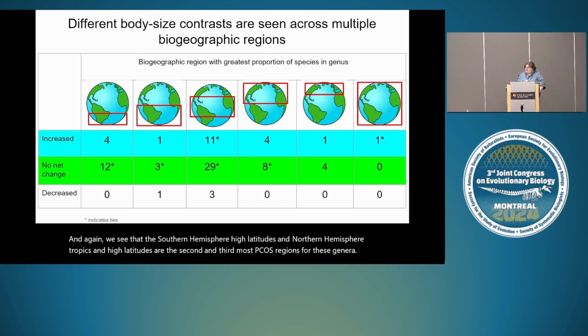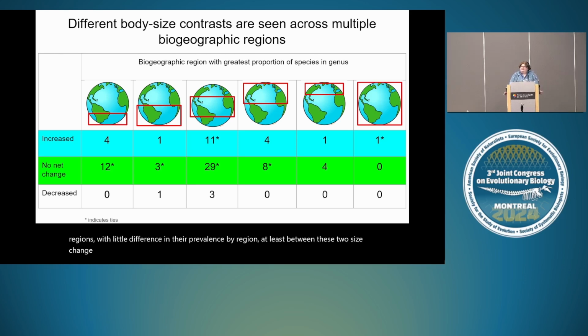Given that the number of genera exhibiting no change in median body size is slightly less than 2.5 times that of genera showing a significant increase, we can clearly see that these contrasts in the direction of body size evolution are found across numerous biogeographic regions with little difference in their prevalence by region, at least between these two size change categories. This seems to indicate that despite strong contrasts in skew by body size class and body size by region, there may be more homogeneity in the evolution than in these modern patterns that those evolutionary histories have produced.